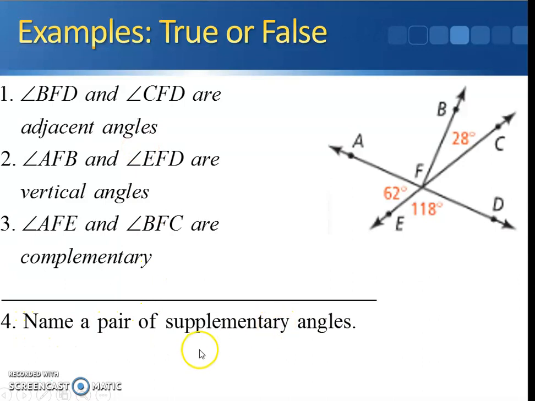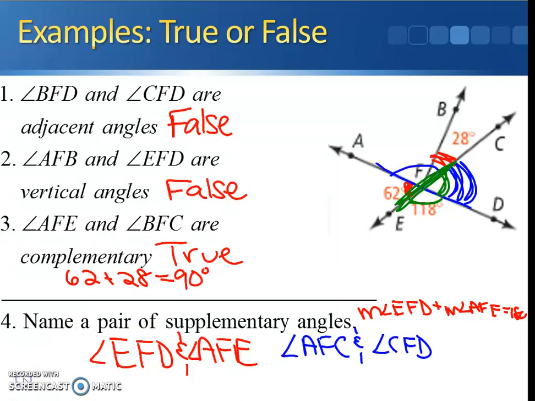So I want you to pause the video and try and write true or false and then name a pair of supplementary angles from this diagram. You can see this is 62, 118, and 28. So please pause the video and answer true or false and answer number 4. Pause the video. Here are the answers.